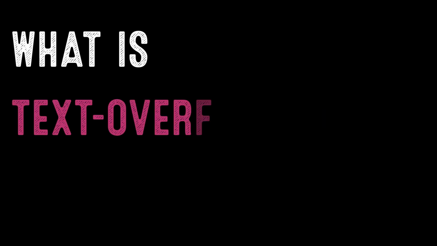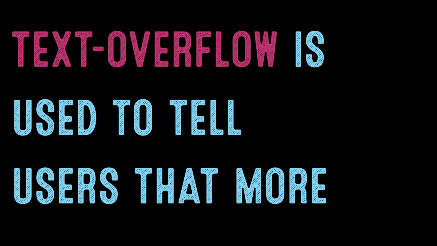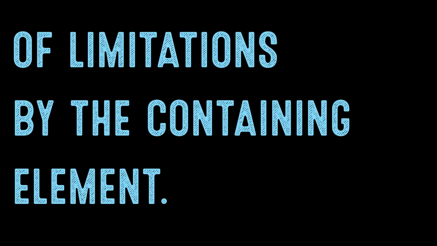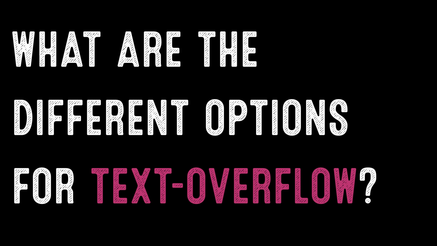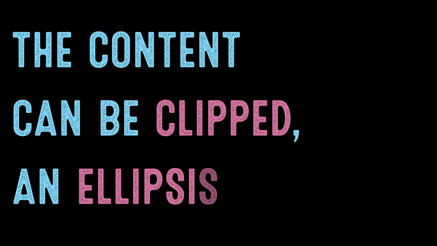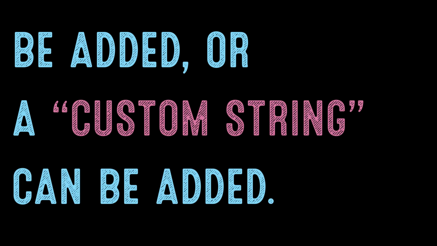The weekly code quiz. What is text overflow? Text overflow is used to tell users that more content exists that cannot be displayed because of limitations by the containing element. What are the different options for text overflow? The content can be clipped, an ellipsis can be added, or a custom string can be added.